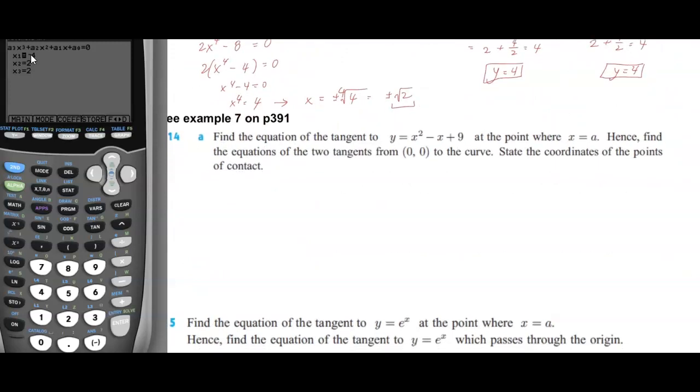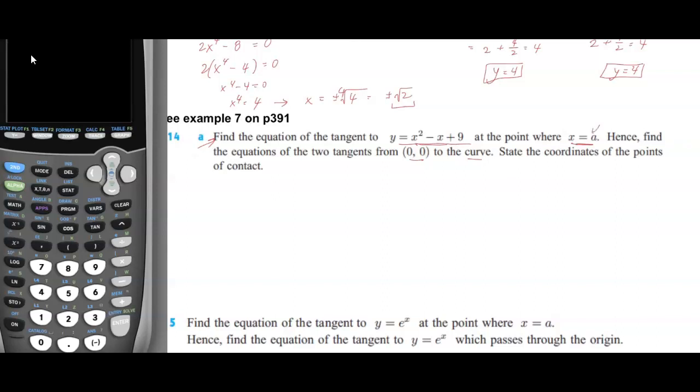Find the equation of the tangent to this function at the point where x equals a. Hence, find the equation of the two tangents from 0, 0 to the curve. Okay, so first we'll just do the first part, and then we'll try to understand the second part. The first part says find the equation of the tangent line to this function, but it doesn't tell us at exactly which point. They just give us this a value. We're going to put that in for x. All right, so first thing we're going to have to do is write point slope form.